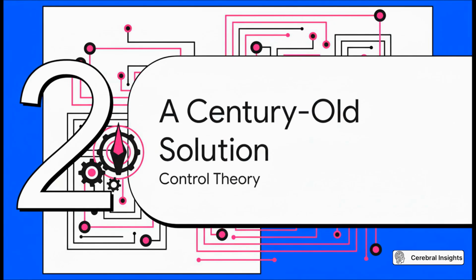So that's the problem. How do we solve it? This brings us to the mechanism for the solution. And what I find so fascinating is that the answer isn't buried in the latest AI research paper. It actually comes from a discipline that's been around for ages, one that predates the first digital computer by decades, and that's control theory, the field of engineering that is literally all about making complex dynamic systems stable and predictable.